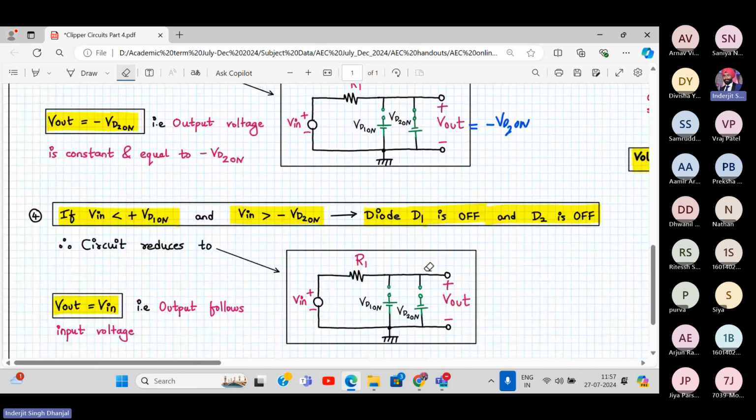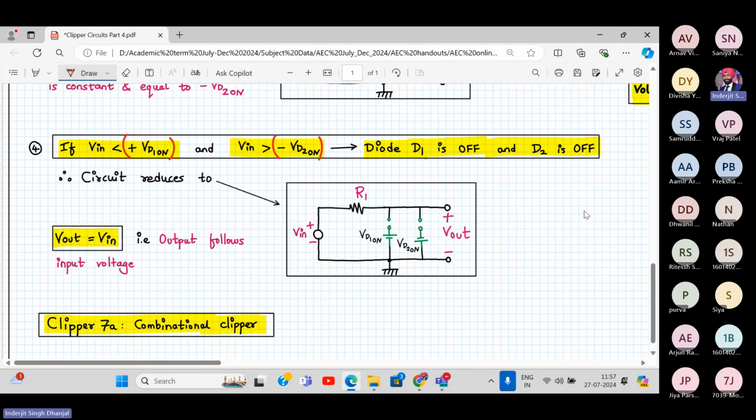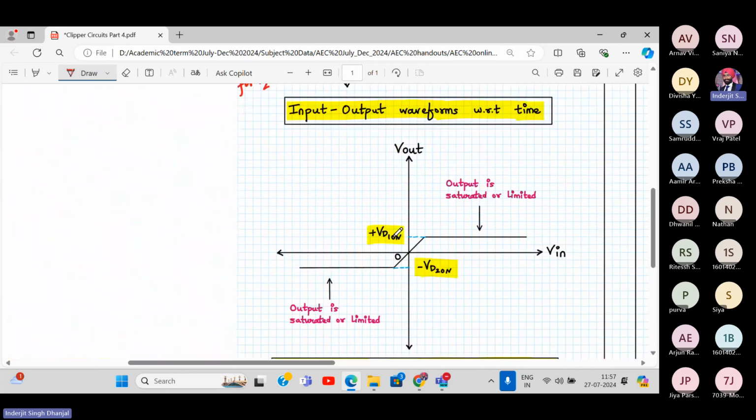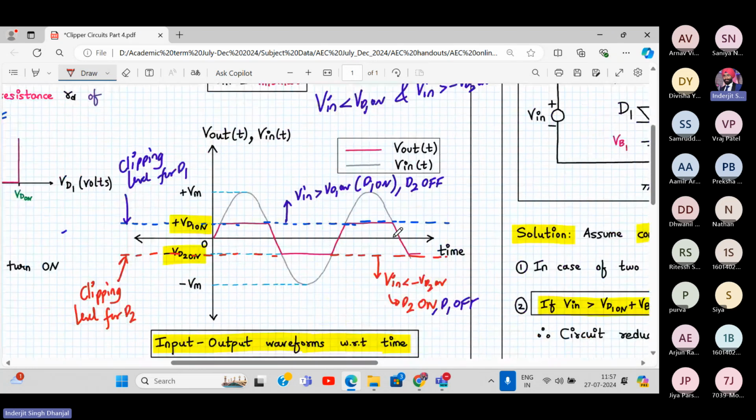Okay, so here I've written, whenever Vin is less than VD1 on and greater than minus VD2 on, diode D1 is off and D2 is off. So whenever this happens, my output follows the input. Let's see if it follows the input or not. Yeah, it is following. Both the diodes are off and output follows the input.